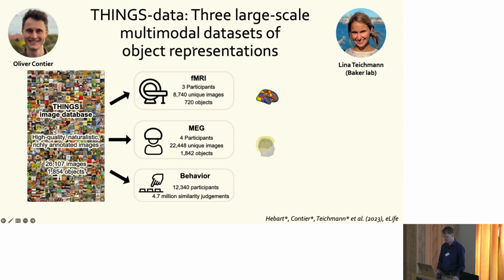I want to go a little bit into detail about the THINGS data that we have been collecting. In three participants, we have fMRI responses to more than 8,000 unique images of 720 categories, so it's quite a nice semantic breadth. We have MEG responses from four participants, and there are behavioral responses from an online study from more than 12,000 people. This is work where the fMRI analyses have been led by Oliver, and Lina Teichmann from the Baker Lab has been working very strongly on the MEG part.